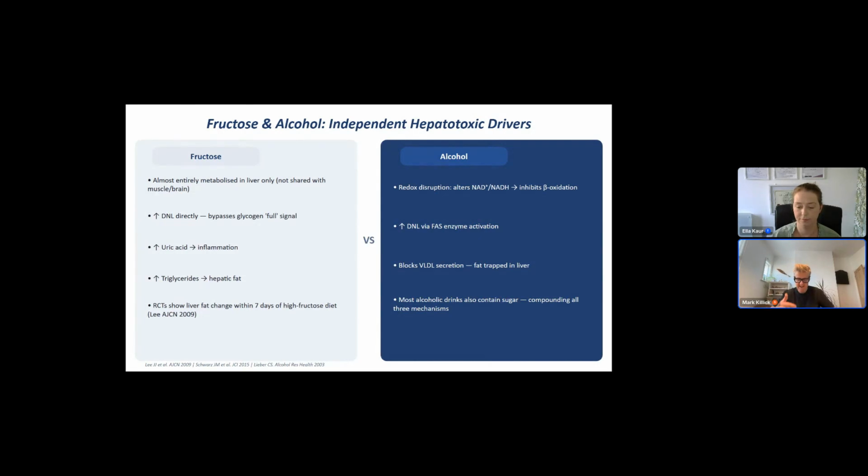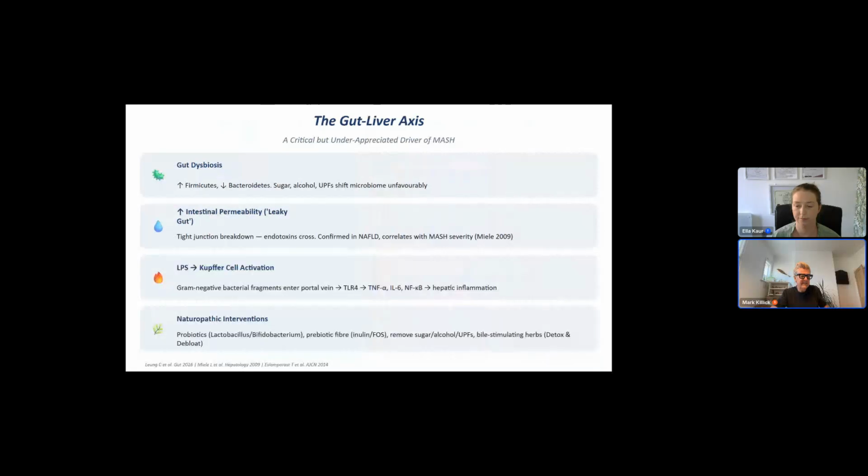So if I can move on again, I think I've got to talk about the gut-liver axis as well. This is quite critical. We look at the diets of our patients, and we see this a lot: if we have a lot of sugar, alcohol, and ultra-processed foods within the diet, this is going to shift the microbiome quite significantly. We're going to get an increase in Firmicutes and a decrease in the more protective Bacteroidetes as far as the intestinal or mucosal layer is concerned.